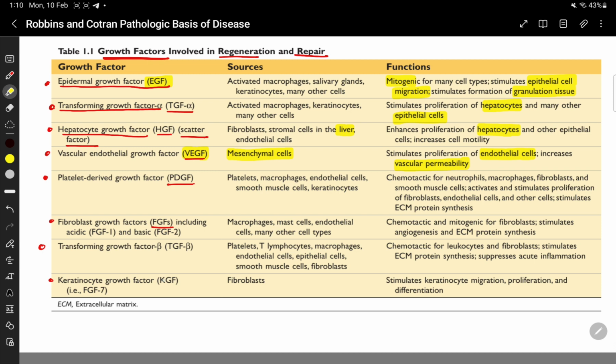Then KGF, keratinocyte growth factor. The source is fibroblasts. It stimulates keratinocyte migration, proliferation, and differentiation.